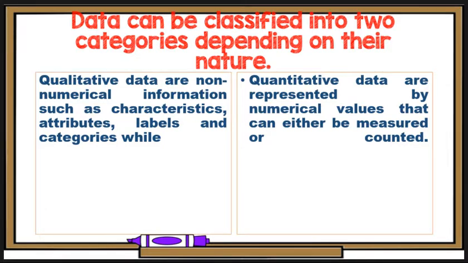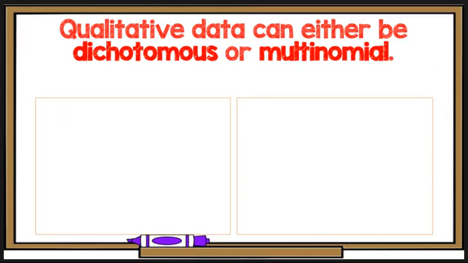So kapag characteristics lang, or you're going to describe the attributes of a certain type of data, then it will fall under qualitative data. And for quantitative data, lahat ng pwede mong i-compute, pwede mong gamitan ng algebraic operations, that will fall under quantitative data. Now, si qualitative and quantitative, they can be subdivided into more groups pa. For qualitative data, they can either be dichotomous or multinomial.